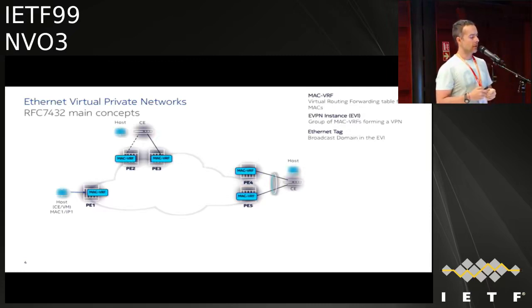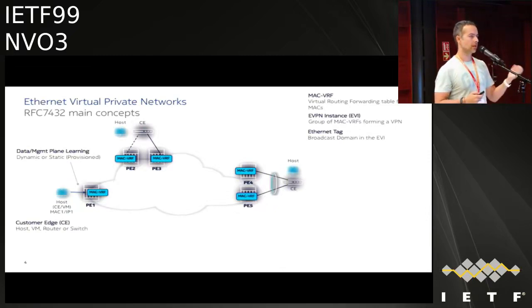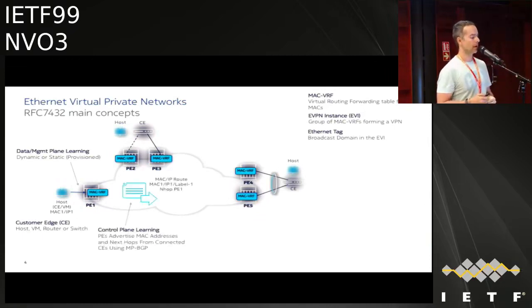Now, more characteristics of EVPN. Connected to those PEs, on the attachment circuits, you can have customer edge devices, hosts, VMs, routers, switches. The MAC addresses that you learn on those attachment circuits can be learned dynamically or statically through the management plane, so there's no limitation there. But whatever you learn at the access, you can distribute in multi-protocol BGP using MAC-IP routes. Those MAC-IP routes encode the MAC and IP information of the attached hosts, and those are advertised along with a label and a BGP next hop.